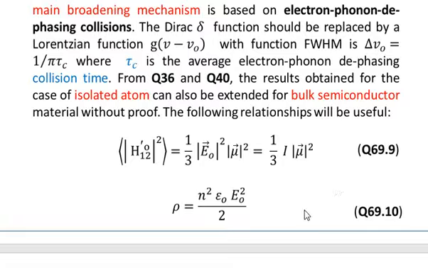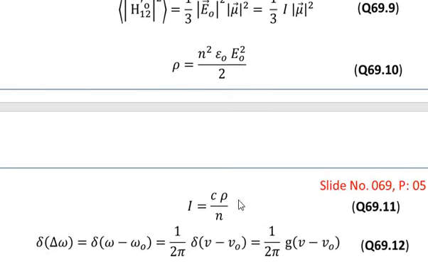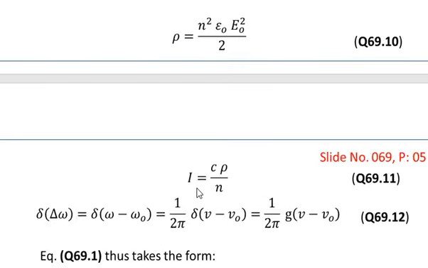So we can write equation number, we have also introduced in these equations, that is in slides number 36 and 40, that rho, which is the energy density of the beam, is given by n squared times epsilon naught times E naught squared divided by 2, where E naught is, as we mentioned previously, the magnitude of the incident beam. And the intensity of the beam can also be expressed as I is equal to c times rho over n.